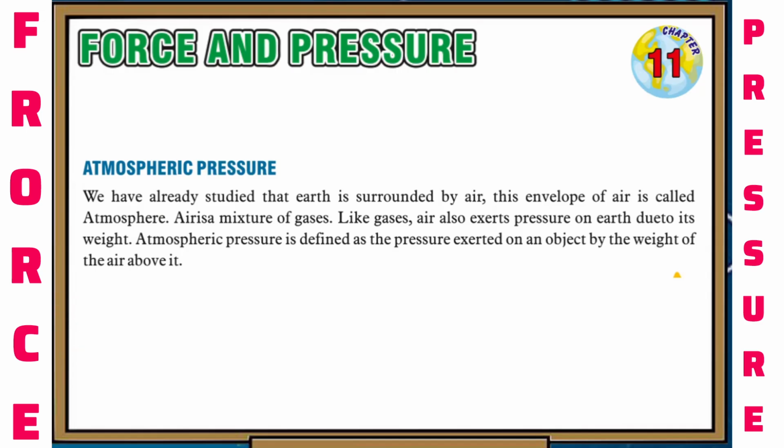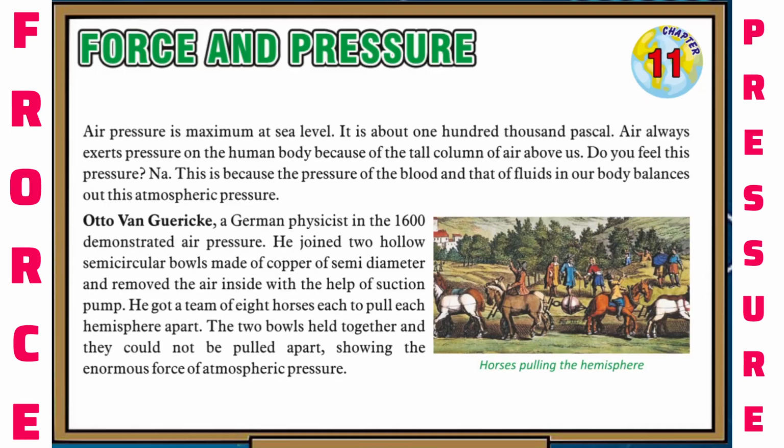We have already studied that Earth is surrounded by air. This envelope of air is called atmosphere. Air is a mixture of gases. Like gases, air also exerts pressure on Earth due to its weight. Atmospheric pressure is defined as the pressure exerted on an object by the weight of the air above it. Air pressure is maximum at sea level. It is about 100,000 Pascal.